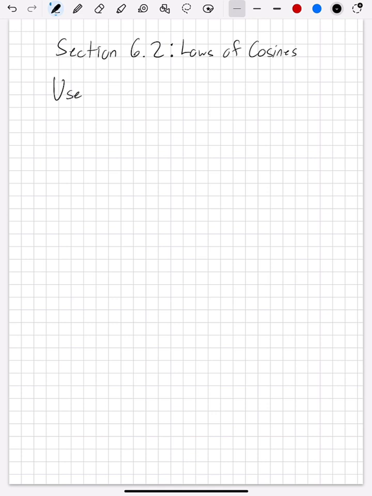We use laws of cosines when given side measurements and side measurements. So only try to use laws of cosines when you have these situations. Otherwise, try to use laws of sines just for simplicity. All right, and so here are our values for a triangle.